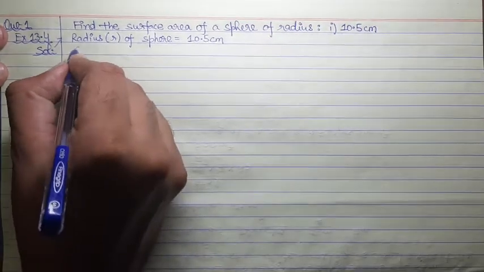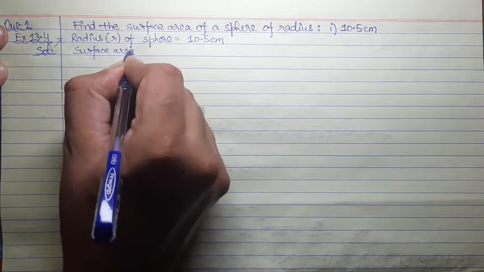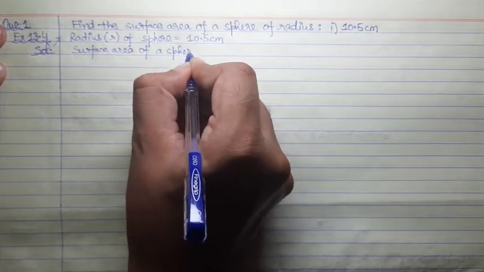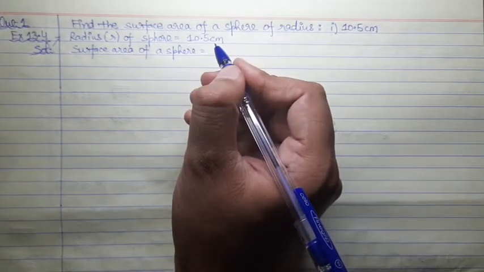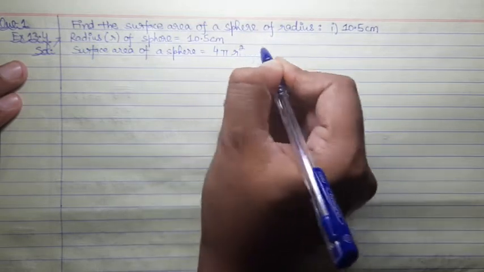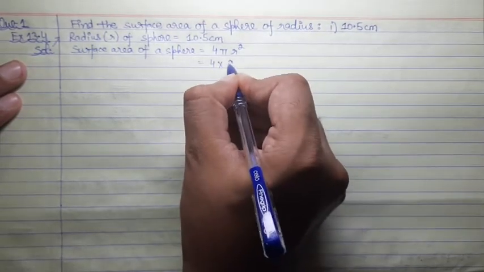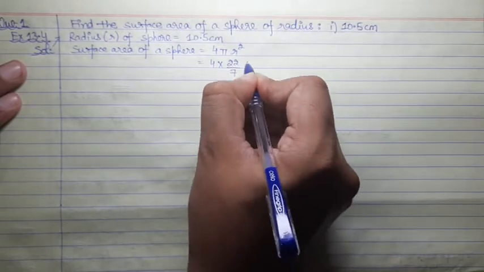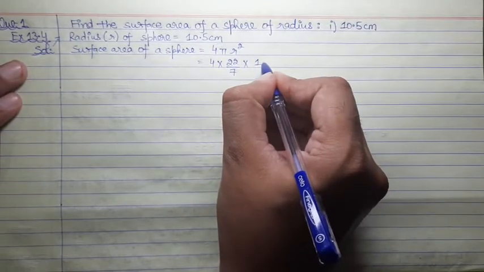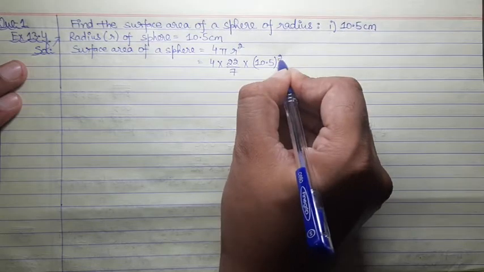We have to find surface area of a sphere, which is total surface area, equal to 4 pi r square. 4 pi is 22/7 and r is radius of sphere, which is 10.5 square.